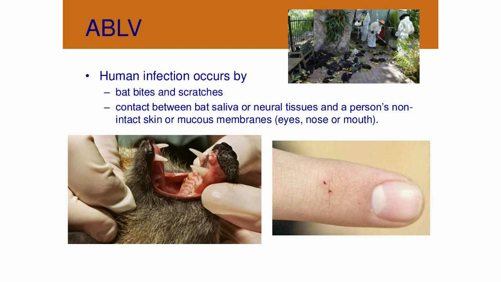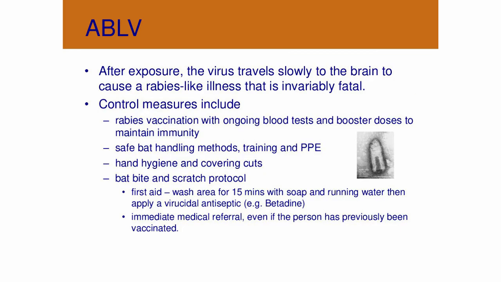So after exposure to ABLV, the virus travels very slowly to the brain to cause a rabies-like illness that's invariably fatal. And it can take between several weeks to even years for it to reach the brain. So there have been 3 known cases of ABLV infection in humans since the virus was first identified in 1996. Unfortunately, they all occurred in Queensland and they all involved fatalities.